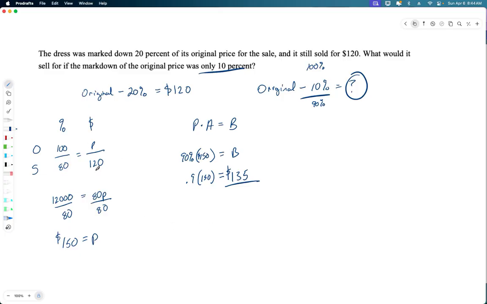So remember your proportion statements. Remember to use your table to set it up, and then cross multiply to solve. And remember what you're actually asking for, right? We're not asking for 10% of the amount. We're asking for 90% because we only took 10% off. So that's the number that we multiply. All right, next problem.